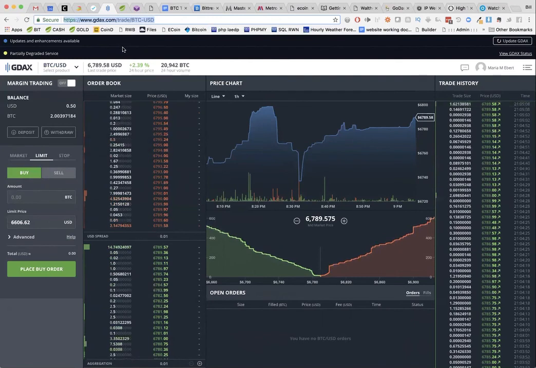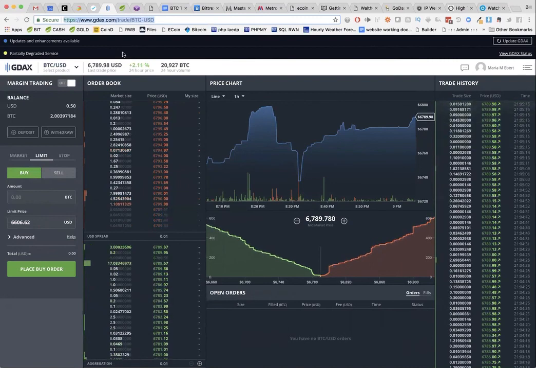GDAX is owned by Coinbase. So if you buy your coins with Coinbase, then you can move it over here. They actually don't even charge you a fee to do that. You can move it and you can trade. So GDAX, for you guys that are just getting started, is probably a really good way of doing it.